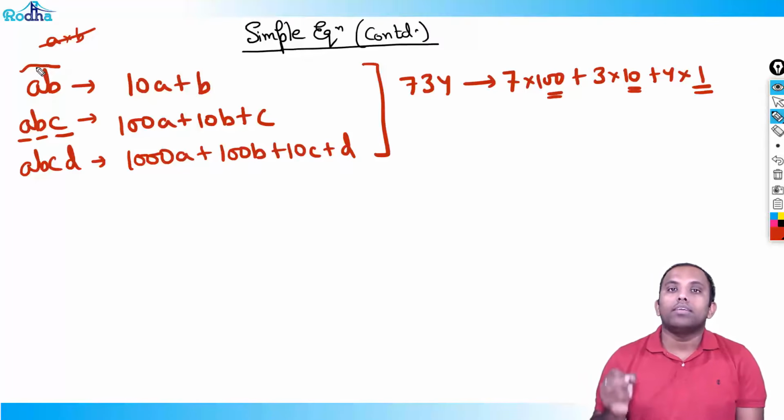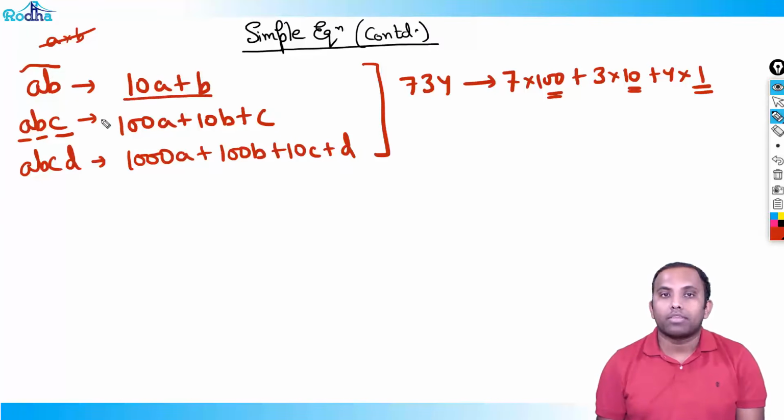So when I represent digits by variables A and B, the number will not be written as AB, it will be written as 10A plus B. Similarly, a 3-digit number can't be written as ABC, it has to be written as 100A plus 10B plus C. Otherwise, ABC means A into B into C. Now we'll do some problems.